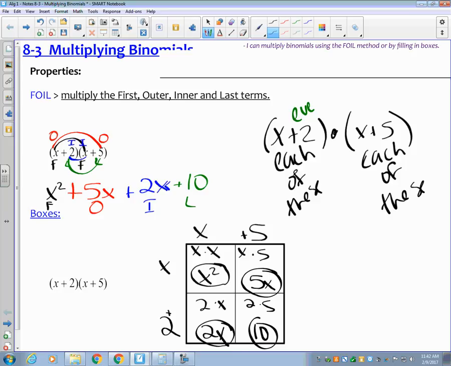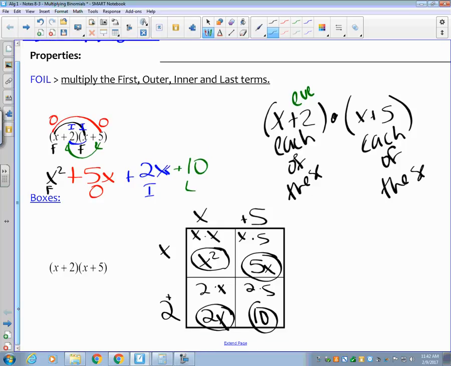When we do that, the second step to the box method is to just write all of the circles together and attach them with their sign that's in between. So we have x squared plus 5x plus 2x plus 10. Can we simplify like terms? Can we combine like terms on this one? Yeah, so let's go ahead and do that for both of them.